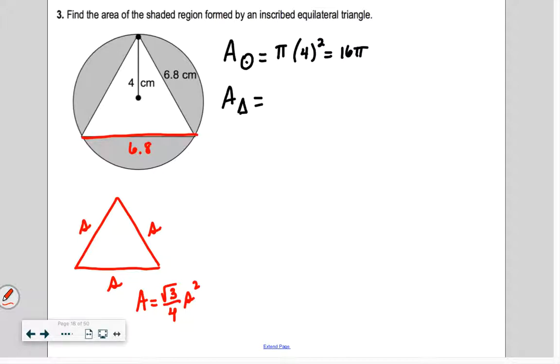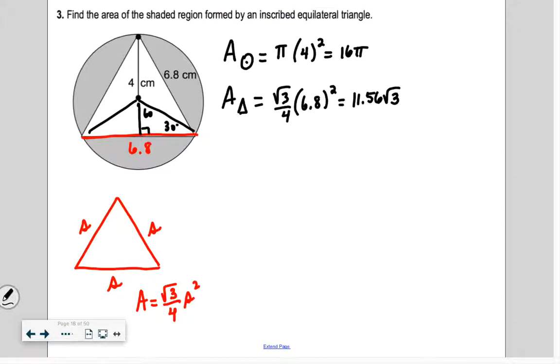So let's say we knew that, so we could do root 3 over 4 side squared. Otherwise, we're going to break it into 30, 60, 90 triangles like I talked about. You could break it here for a triangle, and then this would be 60, 30, and 90. Right? So we have root 3 over 4 side squared. So I'm going to have 6.8 squared, and then so on. That 6.8 was probably rounded. I shouldn't have done that. All right, so let's do divided by 4. So I get 11.56 root 3.